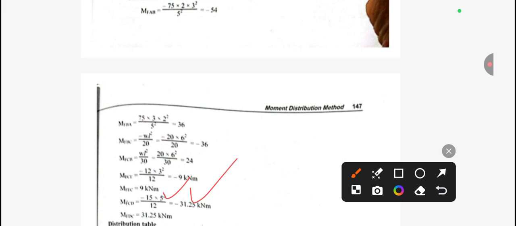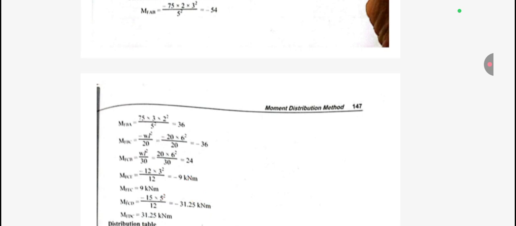And for CD, WL squared by 12, same formula because UDL is applied over there. So this will be minus 31.25. And from D to C, this is the right, so in the place of minus, we need to take plus. So the first step we have calculated.